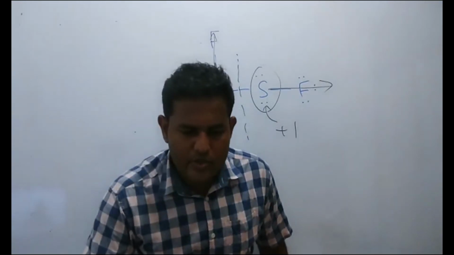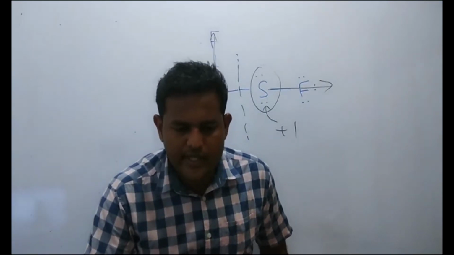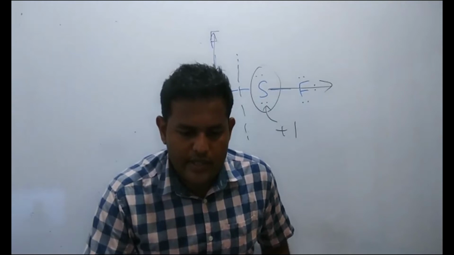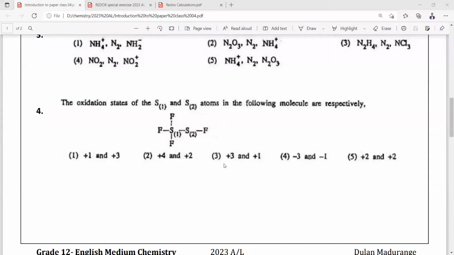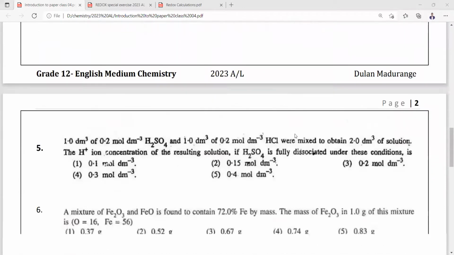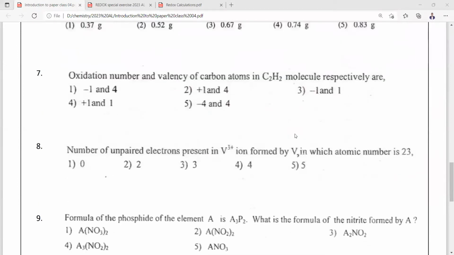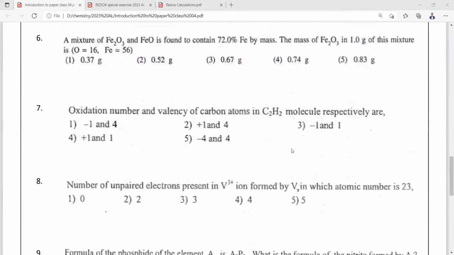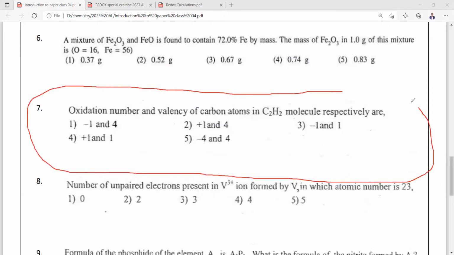Most of the students have given answer number 3, right? Let's see if it is answer number 3. Right, okay. So that is from the structure method. Those are the questions we had from the structure. So actually it is better to do this question also from the structure. Can you do the structure of this one and get it?